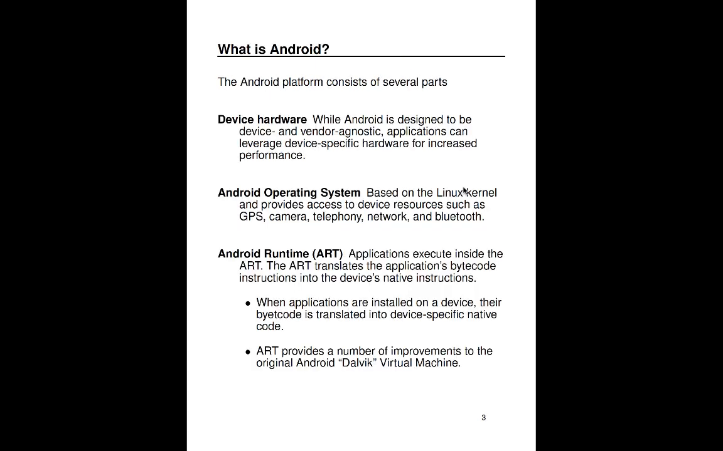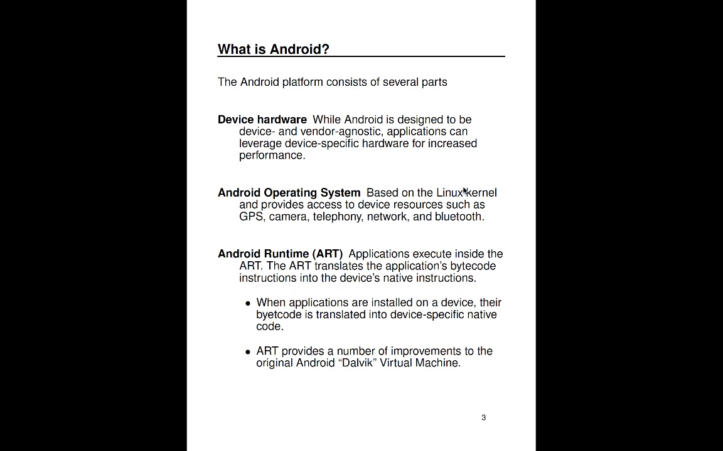Okay, so what is Android exactly? Android is an application development platform that has several parts. Now, like any software system, it ultimately needs to run on some hardware, and for Android, it's a small device. The Android platform is designed to be device and vendor agnostic. However, it does provide for means of leveraging device-specific hardware for increased performance.